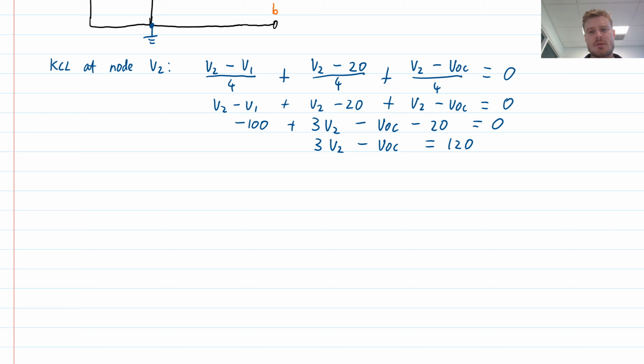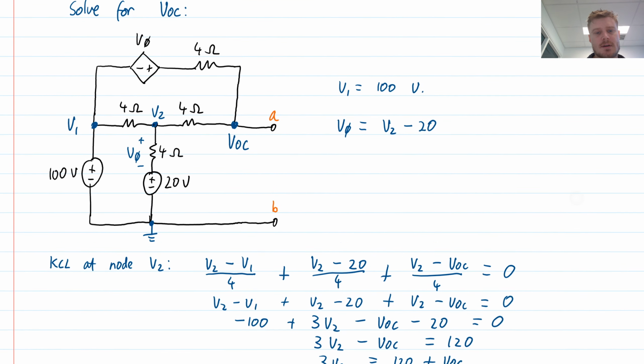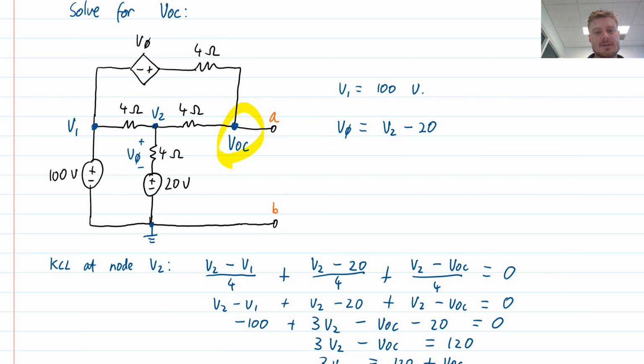VOC is the parameter that I'm trying to solve for, so I'm going to prepare this so that I can substitute it into my next equation. I'm going to solve for V2. So I have the following: V2 is 120 plus VOC, all divided by 3. And that I'm going to call equation number 1. The next piece of information that I need is obtained by doing KCL at one of my other nodes. So I'm going to choose the point that I've labeled here as VOC and write KCL around that point.